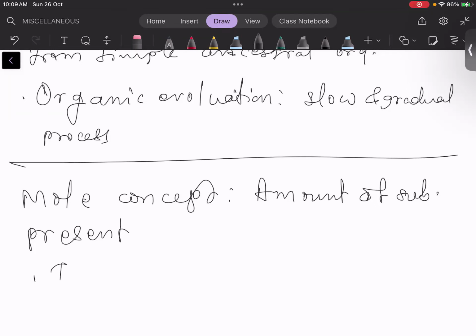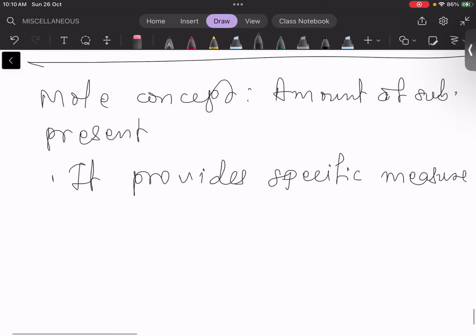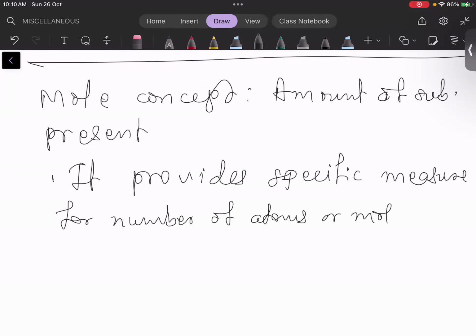It provides specific measure for number of atoms or molecules. 1 mole of any substance is nothing but that consists of same number of discrete entities like atoms, molecules, or ions.